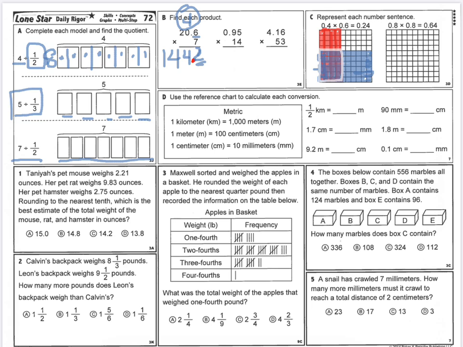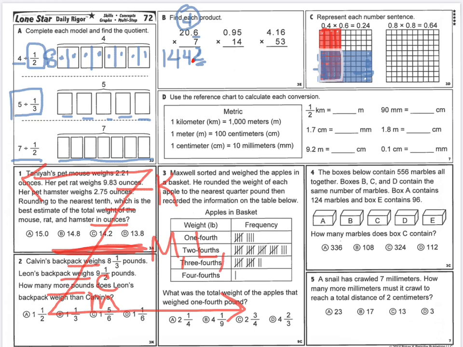And the last one, let's look. It says D, use the reference chart to calculate each conversion. Well, I hope that you remember the Z chart. There are 7 steps on the rungs of a Z chart. The Big Daddy, we called him, was kilo. The little baby down here was milli, and centi was just above her head. And then on the main step, the belly button, we called it, is meters, liters, and grams.